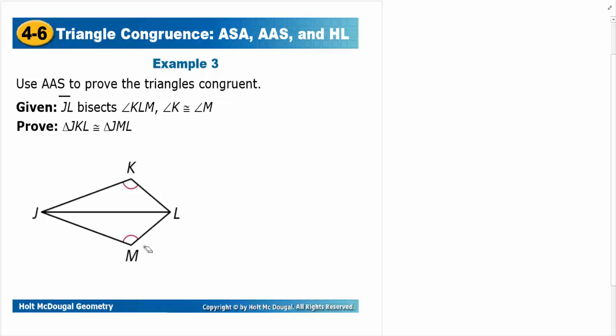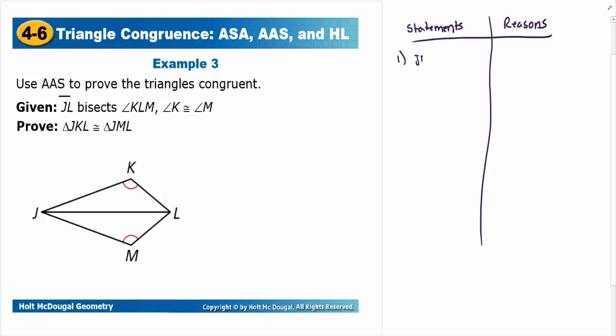Yay, another proof. Okay, so just like before, we're going to go statements and reasons. And step 1, let's write our given stuff. JL bisects angle KLM. I also have angle K is congruent to angle M. This is all given. Alright, there we go.